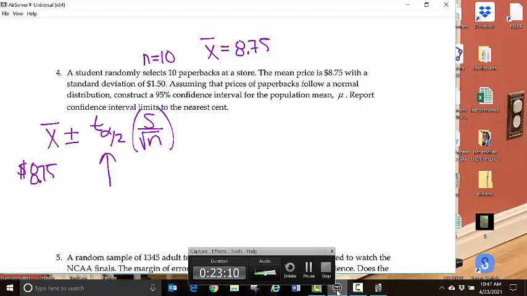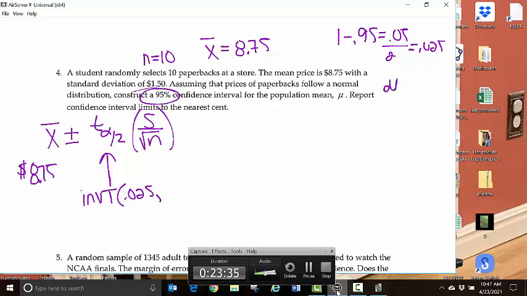To find this, and they could ask you for this, you would do inverse t, and we want a 95% confidence interval. So again, 1 minus 0.95 is 5%, divided by 2 is 2.5%. And then you have to put in degrees of freedom. Degrees of freedom is n minus 1, so 9.